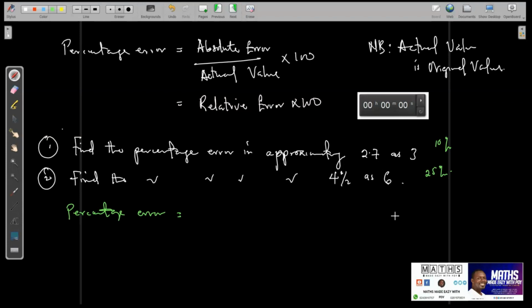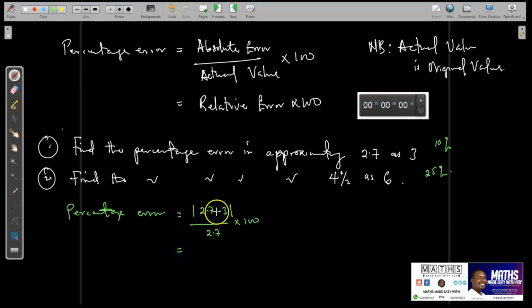Or which one is the original number, if I may ask? You approximated 2.7 as 3. Which one is the original number? 2.7. The original number is 2.7. So in other words, getting our percentage error is going to be the absolute value of 2.7 minus 3, all divided by 2.7, then times 100.